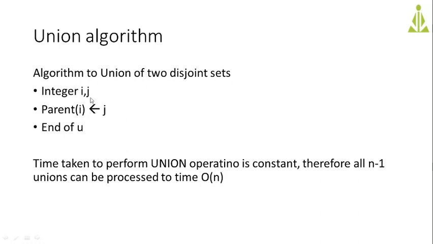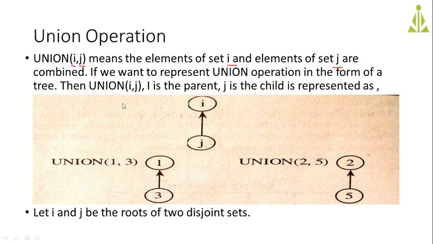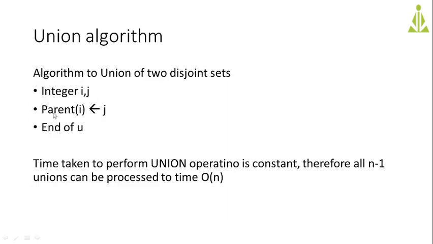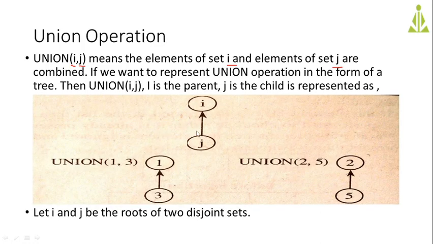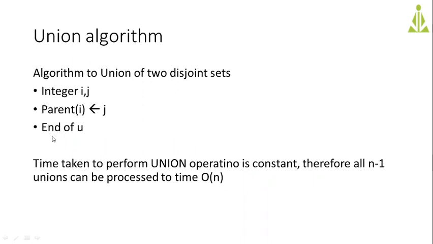First, integers I comma j, like here union I comma j, where I is the parent and j is a leaf node. That is what we are writing in the algorithm. End of u is nothing but union. When we perform this algorithm, the time taken to perform the union operation is constant. Therefore all n minus 1 unions can be processed in time order of n.